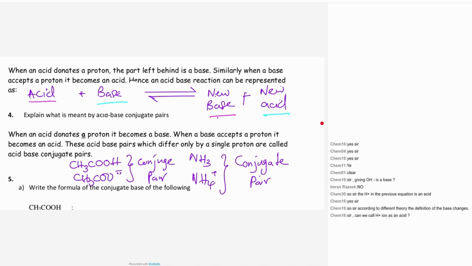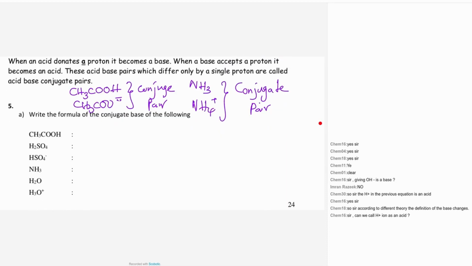For example, if you take sulfuric acid, it's an acid because it gives H plus ions. Say it gives two H plus ions and forms sulfate. Now, can you tell me, is there a conjugate pair here? If that's the case, what is the conjugate pair?